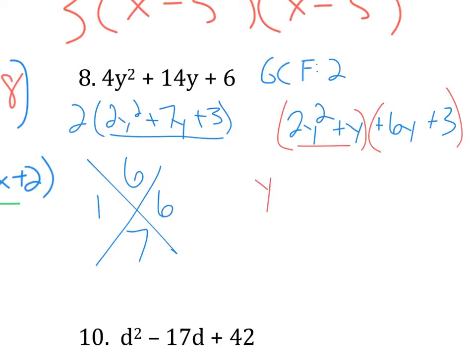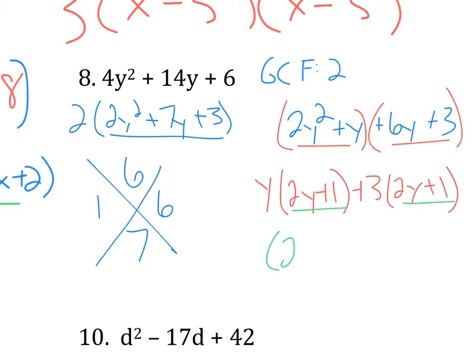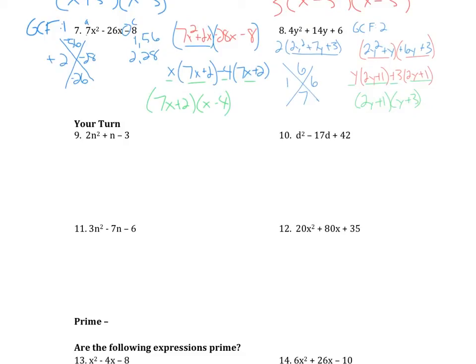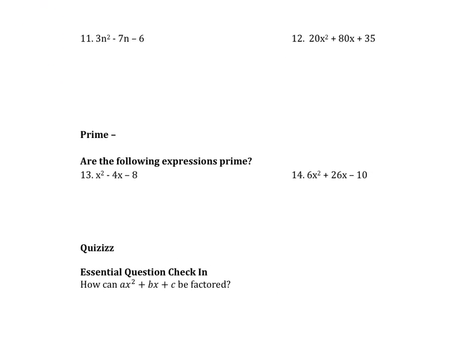Here we have just a y in common, so that gives us 2y plus 1. Here we have a 2 in common. Oh, sorry, not a 2. A 3 in common. That gives us 2y plus 1. There's our 2y plus 1 that is in common, so we can factor that out. And then we're left with y plus 3. All right, your turn to do 9 through 12 there. Work on those. We'll discuss those when we come into class.